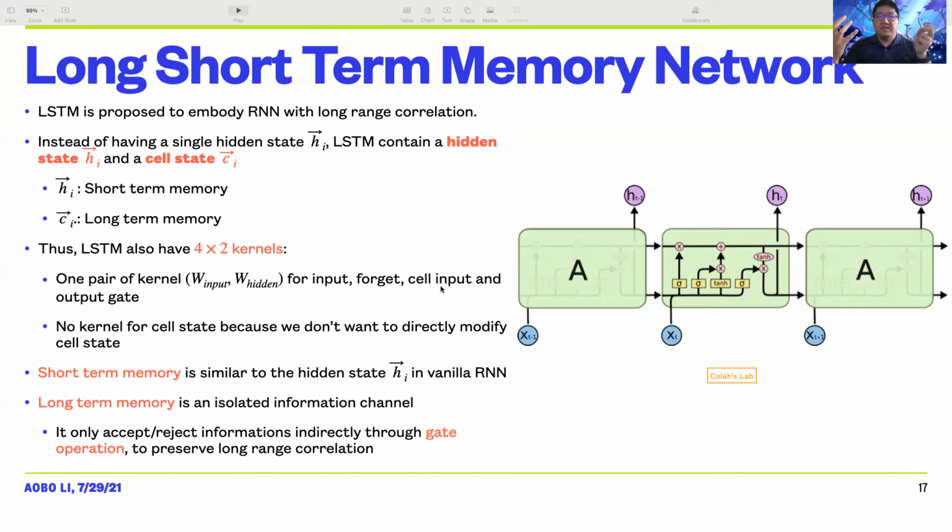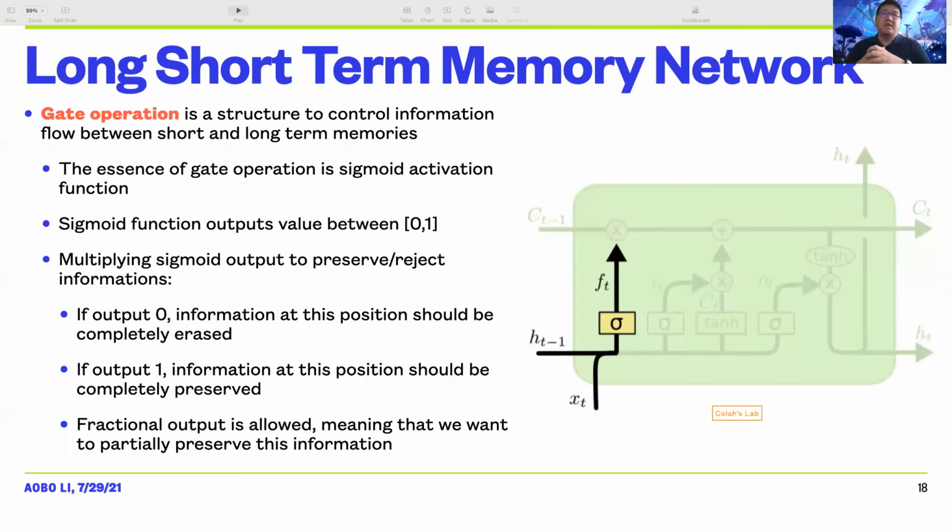The long-term memory cell state will only accept or reject information indirectly through what we call the gate operation, which we will talk about in the next slide, to preserve the long-range correlation of the time series. A gate operation is a structure to control the information flow between the long and short-term memories. The essence of gate operation is a sigmoid activation function. Remember, a sigmoid function can convert any input into an output value between 0 and 1.